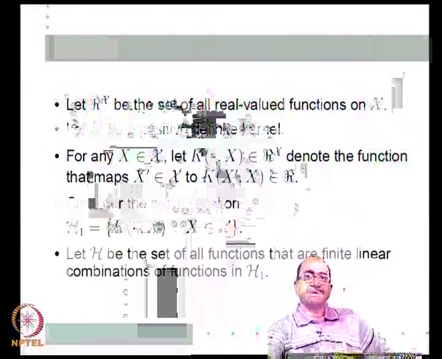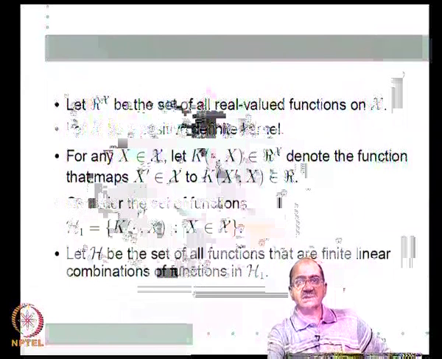Let script H be the set of functions that are finite linear combinations of functions in H1. So, you take H1 and make finite linear combinations, let us say alpha 1 K(., x1), alpha 2 K(., x2), like that. So, all possible finite linear combinations of functions of H1. If you take all possible finite linear combinations of functions of H1, let us call that set of functions as script H. Okay. So, script H is the set of all functions that are finite linear combinations of functions in H1.